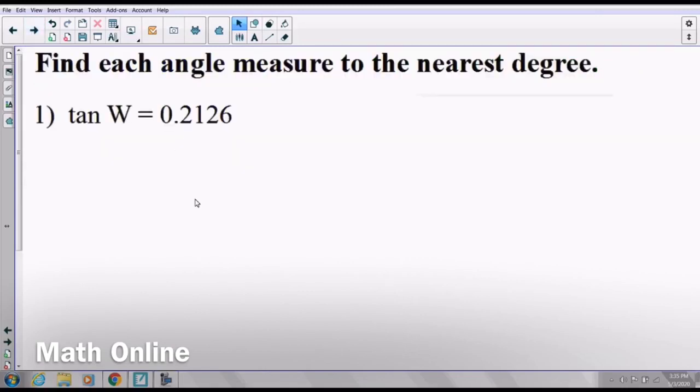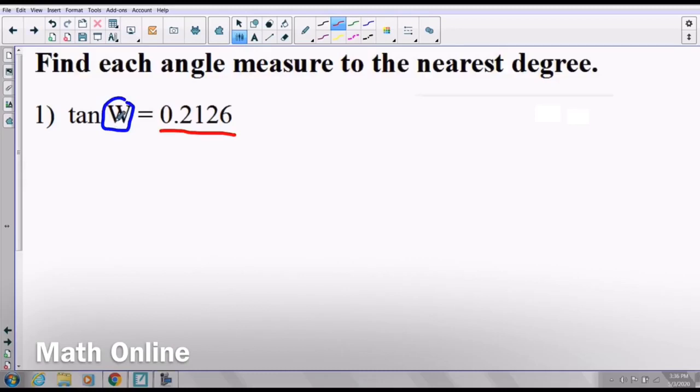All right, so first scenario, find each angle measure to the nearest degree. The problem says the following. Tangent of angle W is equal to 0.2126. Now, there's two things that we need to understand. First of all, this is the angle that we are trying to find. We want to know what the measurement of angle W is. We know that the ratio is 0.2126. This is your ratio, this is the missing angle.